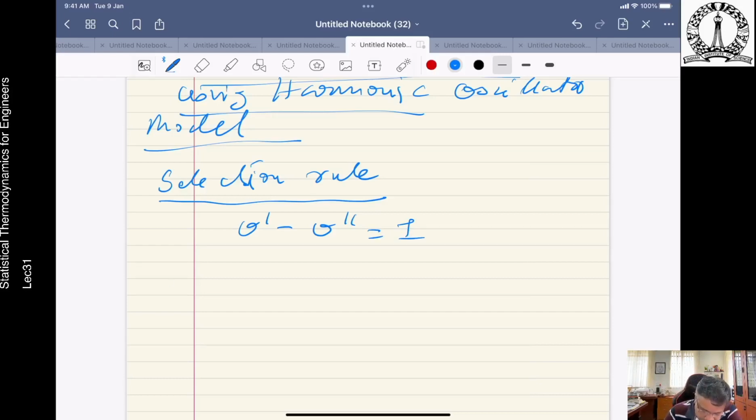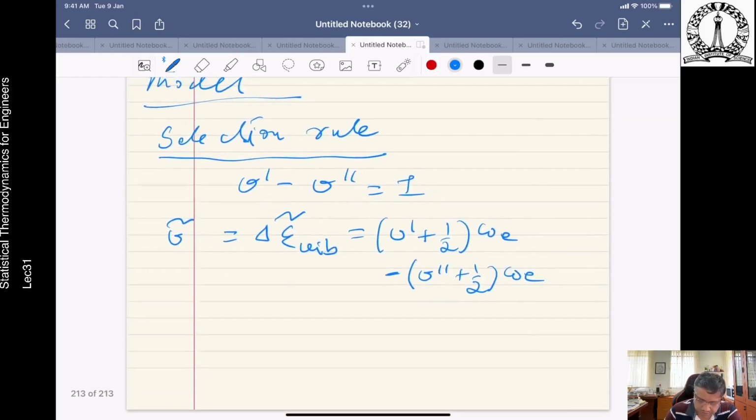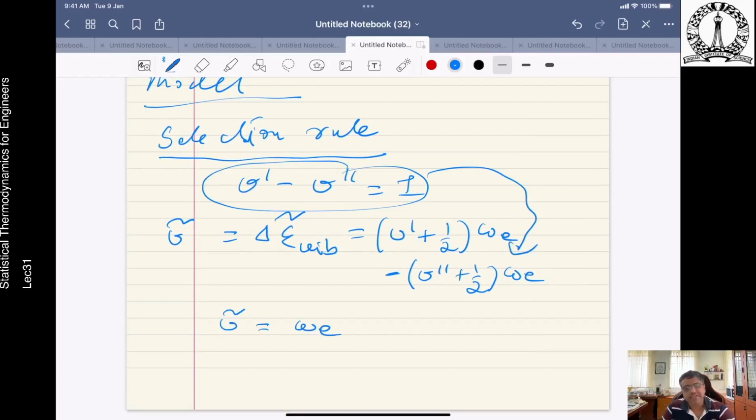Therefore, similarly, we write the wave number tilde as (V prime plus half) omega E minus (V double prime plus half) omega E. If you now substitute this, you get tilde is equal to omega E. So for pure vibrational spectroscopy, we generate only a single spectral line at the fundamental frequency.